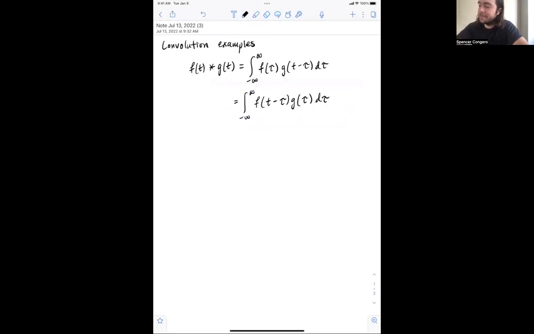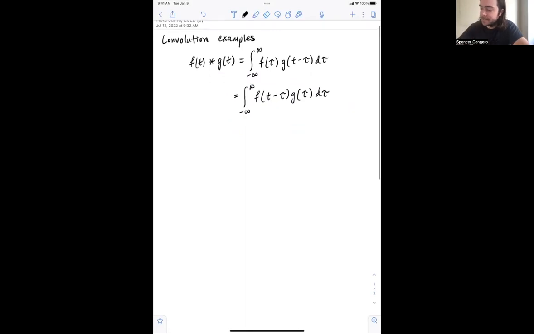Both these integrals give you the same thing, but I tend to like to put the more complicated argument, t minus tau, with the simpler function. So if I perceive g to be a simpler function than f, I'll put the t minus tau argument with g, and I'll put the simple argument tau with the more complicated function f. But either way, you'll get the same answer, so it doesn't really matter, just a little tip.